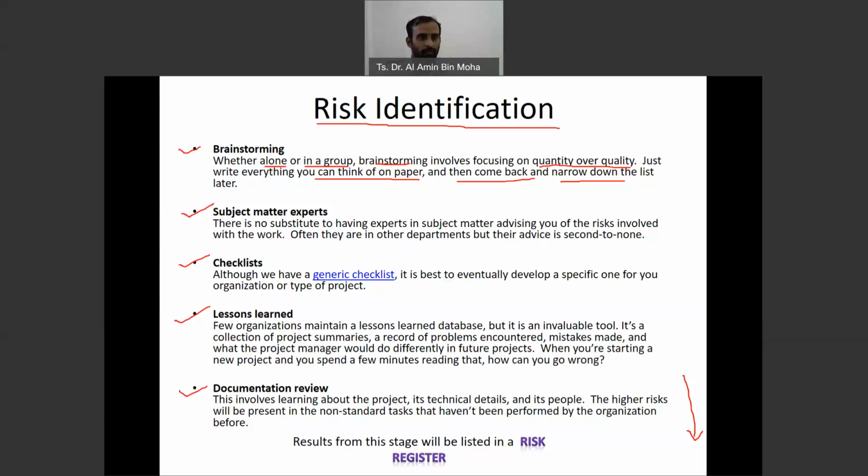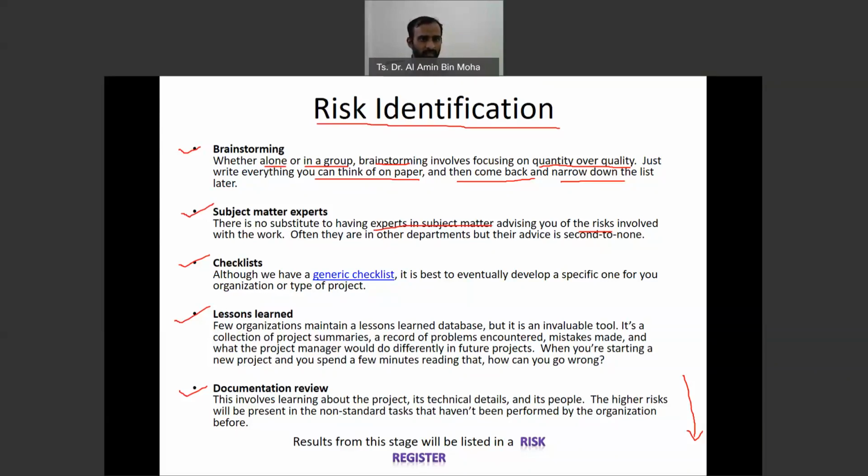Subject matter experts is usually, you know, you are meeting with people who are expert in the field or in the subject matter, advising you on the risk. So you ask people who maybe went through that experience, okay? And then you list down the risk, okay?